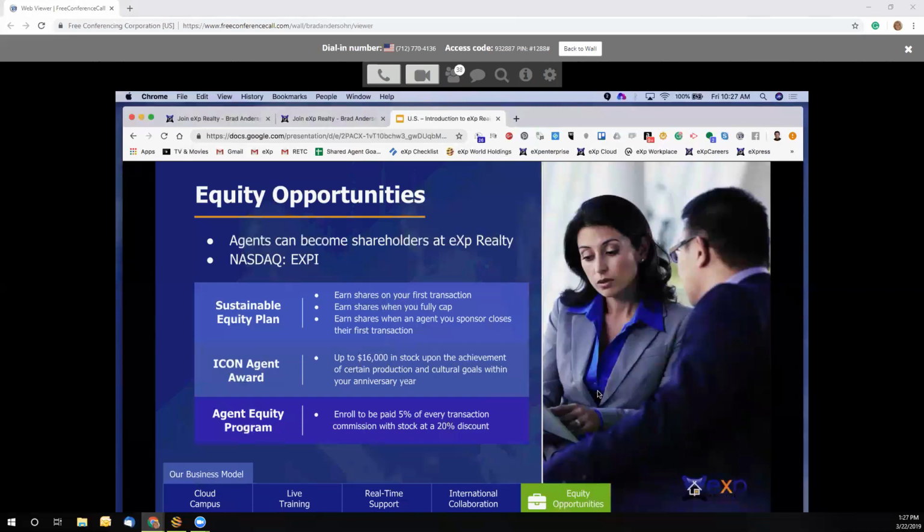There is also what we call our agent equity program, where you can purchase company stock using your closing. You can take your commission and you can take up to 5% of that commission, and you can buy company stock at a 20% discount.